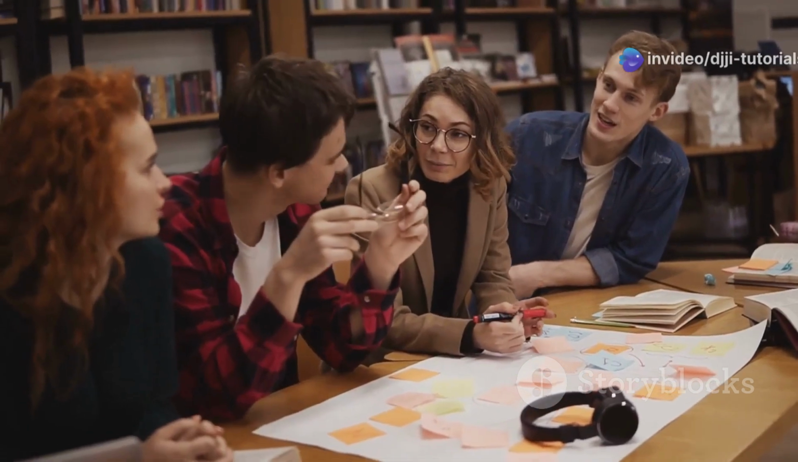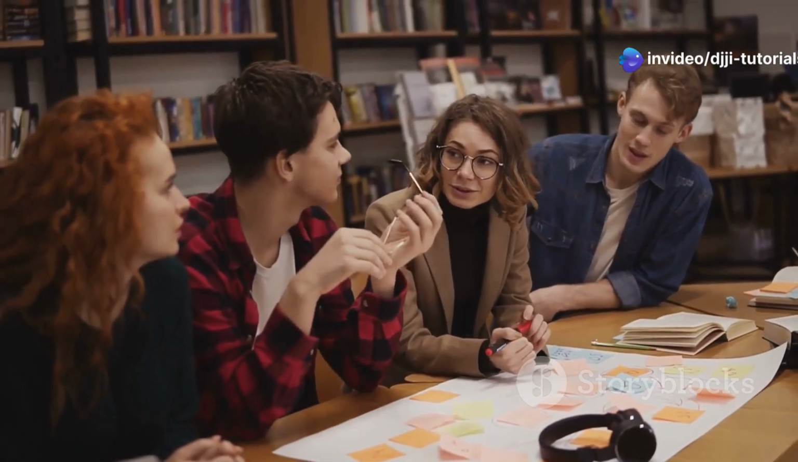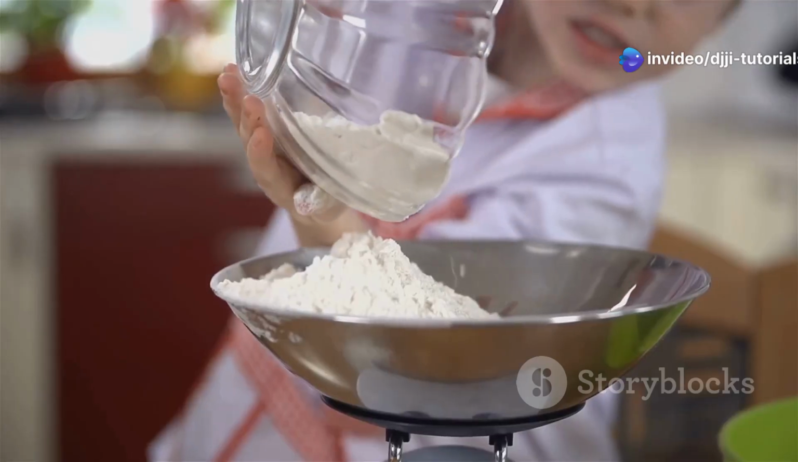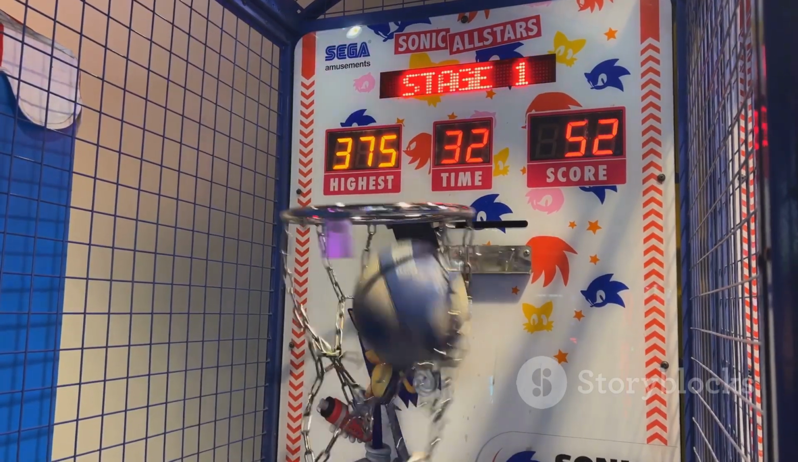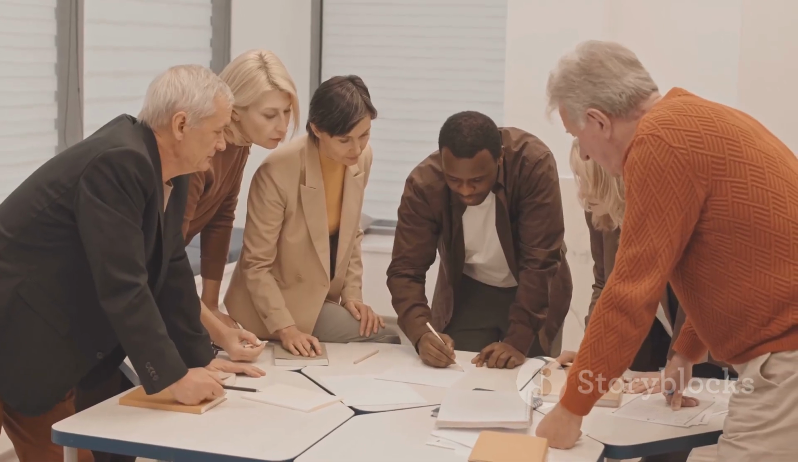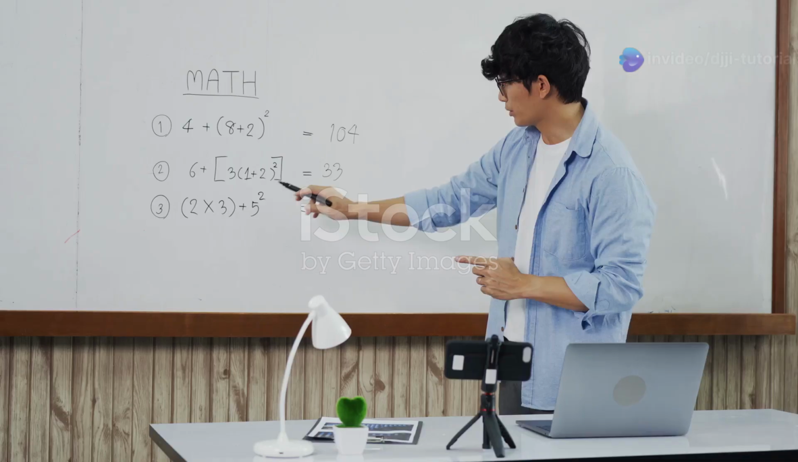Ratios are valuable tools for comparing quantities in various real-life situations. Whether it's the ratio of ingredients in a recipe or the ratio of wins to losses for a sports team, understanding ratios helps us make sense of the world around us.